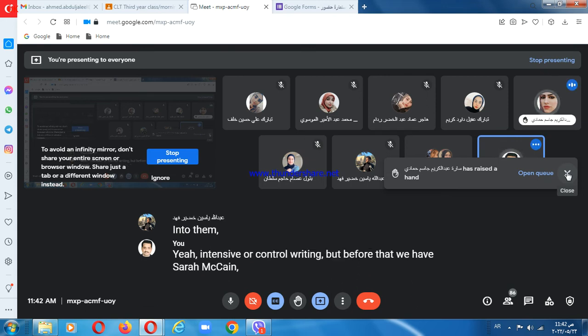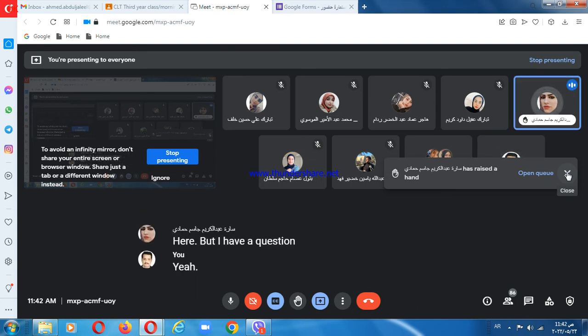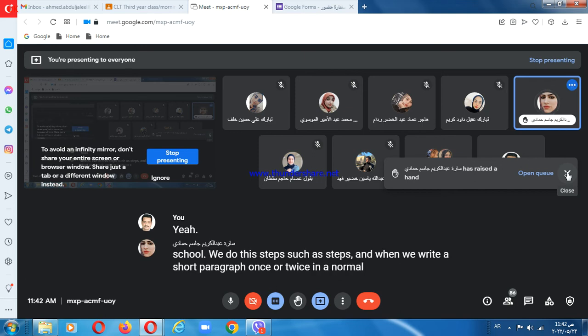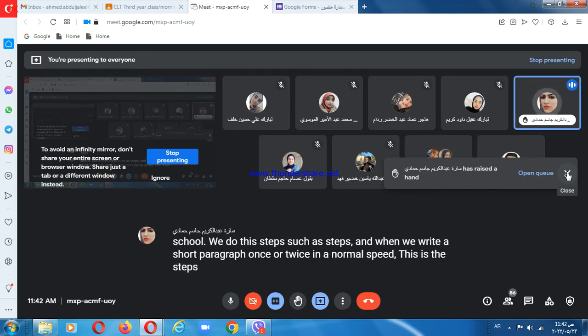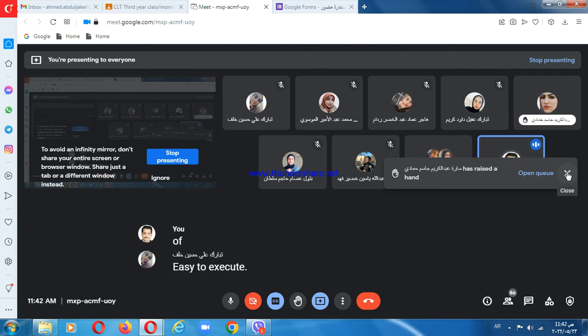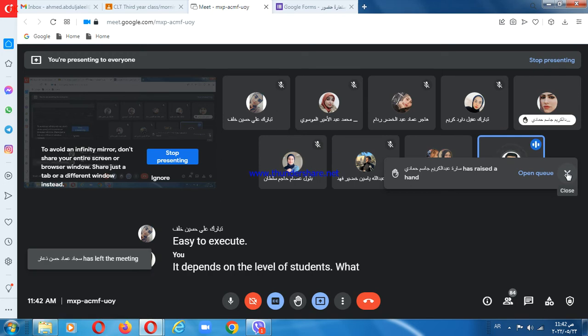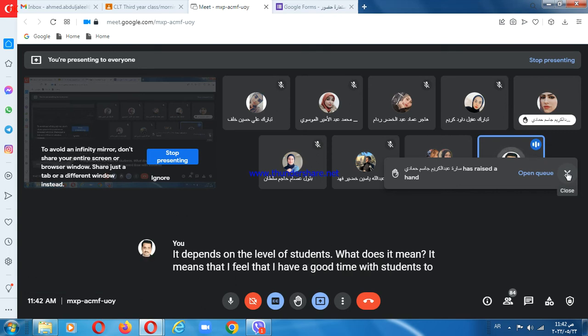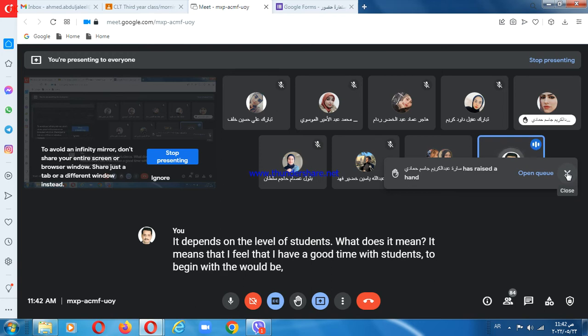You have something? Yes, I have a question. In primary school, we do these steps, such as writing a short paragraph once or twice at a normal speed. Are these the steps for primary or for other stages? It depends on the level of students, Sarah. It depends on the level of students. What does it mean? It means that if I have a good amount of time with students, I begin with the stages that we mentioned.